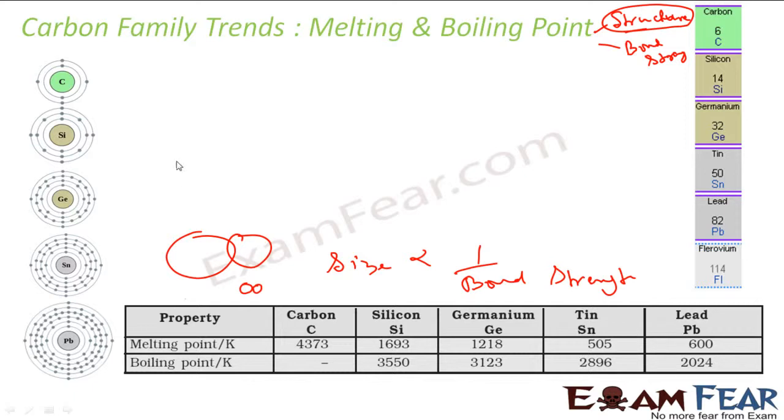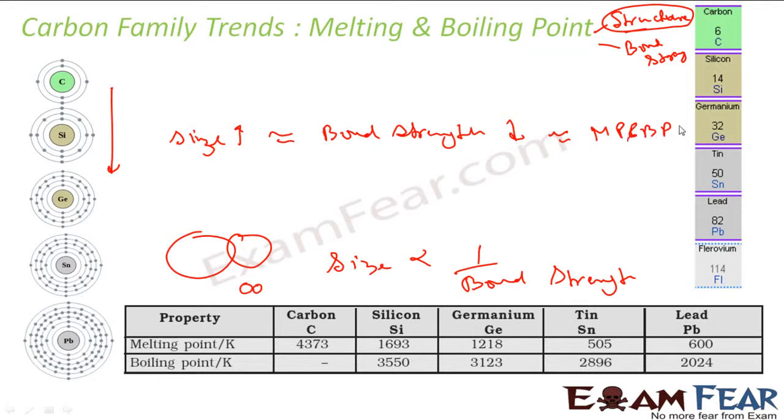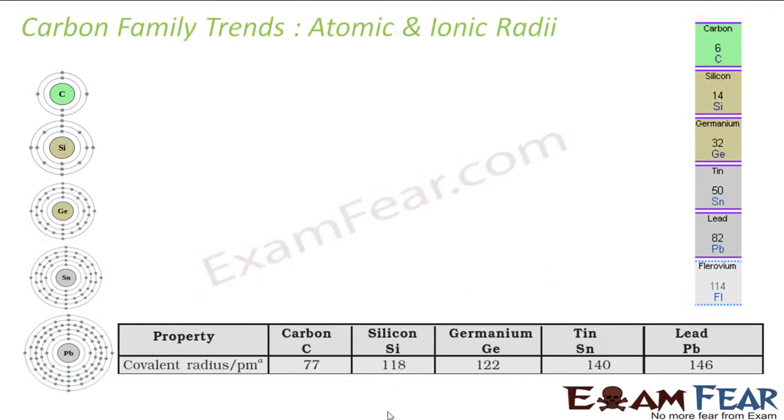Going down the group, size is increasing. If size is increasing, this implies the bond strength will decrease, because size is inversely proportional to bond strength. If bond strength is decreased, this implies that melting point and boiling point will decrease. And that's what you see: a decrease in melting and boiling point. There is a little bit of increase, but the general trend is to decrease. We'll not talk about this exception now because it is complex, and for this class just understand the trend. The general trend is that the bond strength will decrease, so the melting and boiling point will decrease, though it depends on structure, so maybe a different structure causes an increase.